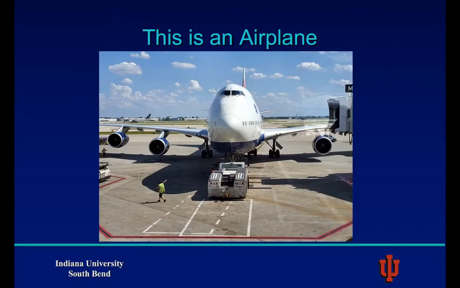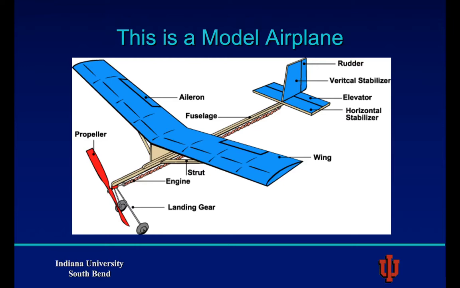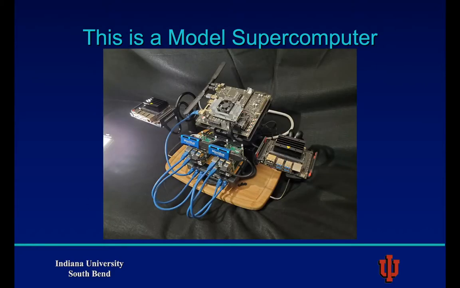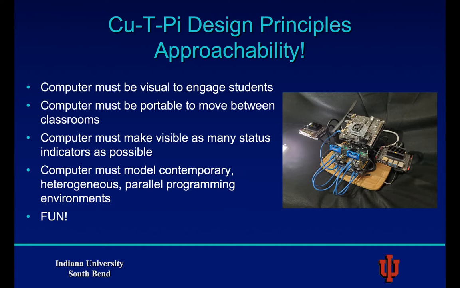So let's get started. This is an airplane. This is a model airplane, which does pretty much what the real airplane does. This is a supercomputer. This is a model supercomputer that does pretty much what a real supercomputer does. Specifically, this model supercomputer is called QtPi, and its basic design principle was really approachability.